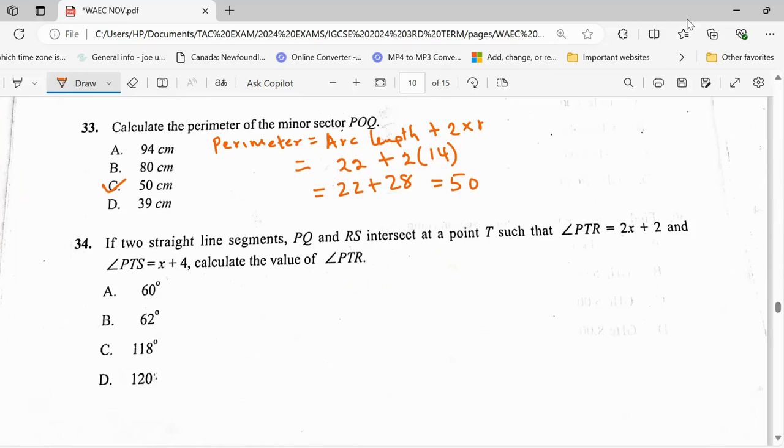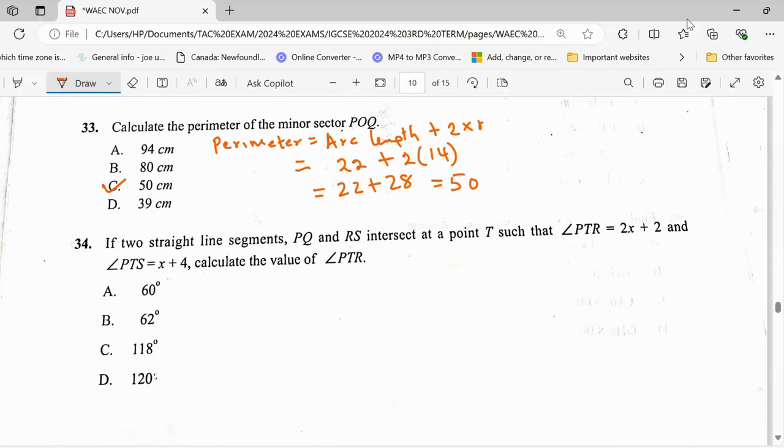We proceed to question number 34. If 2 straight line segments, PQ and ROS, intersect at a point T, such that angle PTR equals 2x plus 2 and angle PTS equals x plus 4, calculate the value of angle PTR.